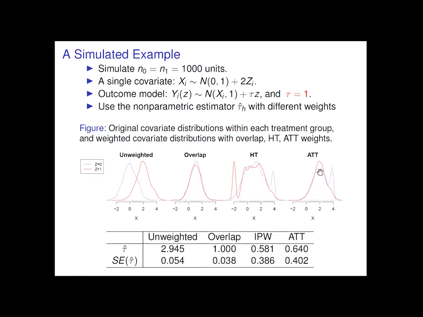This graph shows what IPW and overlap weights do; HT is just Horvitz-Thompson, essentially IPW. This is the weighted density of the weighted covariate distribution. Because I only have one covariate, I can just draw a histogram. You can see that in the raw sample, the treatment group and control group have a shift. They're quite different. With overlap weights, the weighted covariate distribution densities are more or less the same. That's what balance is trying to achieve.